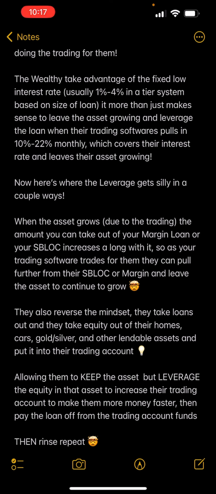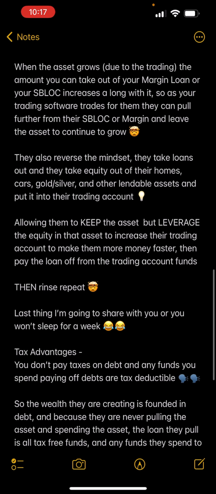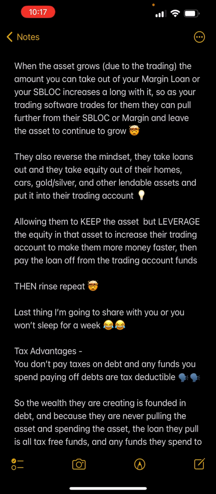Now, here's where the leverage gets silly in a couple of ways. When the asset grows due to the trading, the amount you can take out of your margin loan or S block increases along with it instantly. So as your trading software trades for them, they can pull further from their S block or margin loan and leave the asset to continue to grow. So you could get to the point where you're living off of the increase and leaving your asset growing to where that increase is greater the next month, so you have more money to play with the next month because you leveraged the S block or the margin loan.